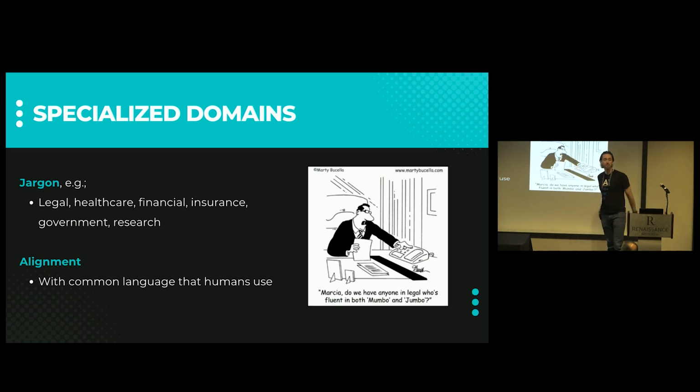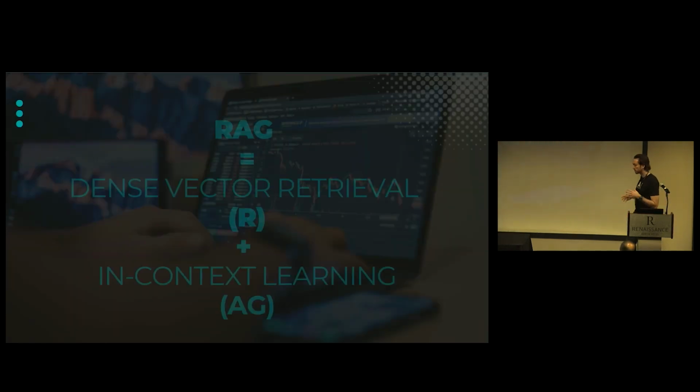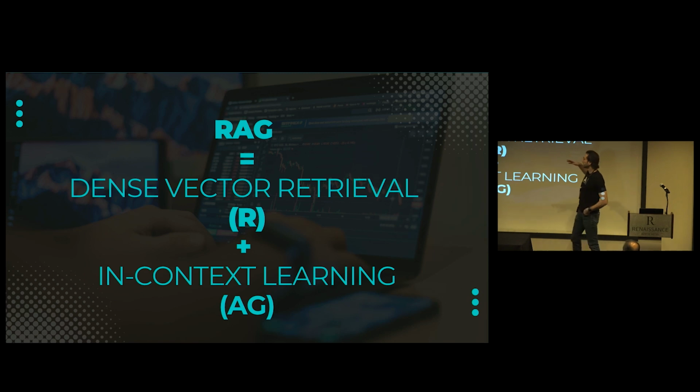Shove it some documents. Be like, okay, can you figure it out from this? The context in the docs. And so this is sort of the big idea. RAG is broken down into two things: dense vector retrieval and in-context learning, the R and the AG. This is the core of what you're going to take away from today.